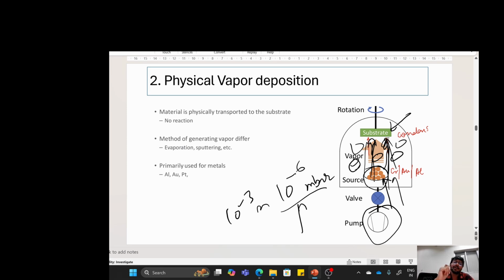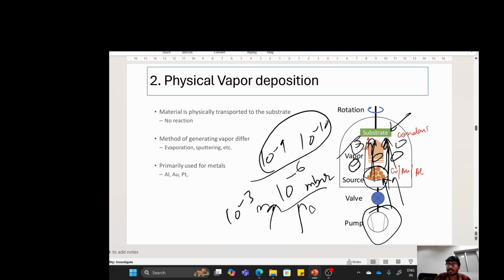And also, if you have a very low pressure, let us say 10 raised to power minus 9 or 10 raised to power minus 10 millibar, that is also not good for this. You will get less deposition in that case, because the pump is running. As soon as you create the pressure, it will be pumped out. So these are the things.